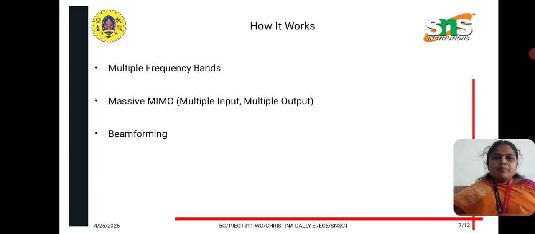How does it work? We use multiple frequency bands. Here we are using many more frequency bands when compared to 4G. We are using massive MIMO, that is multiple input and multiple output. The beamforming techniques are also used in 5G.